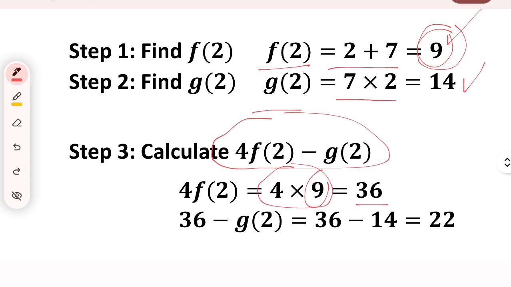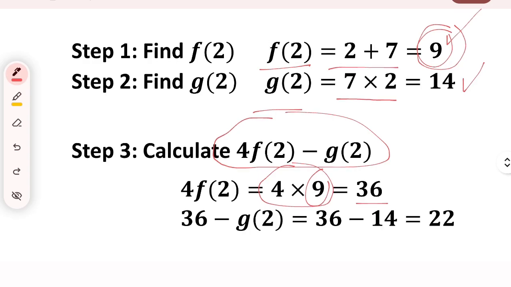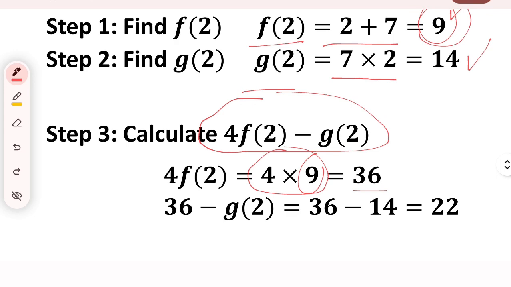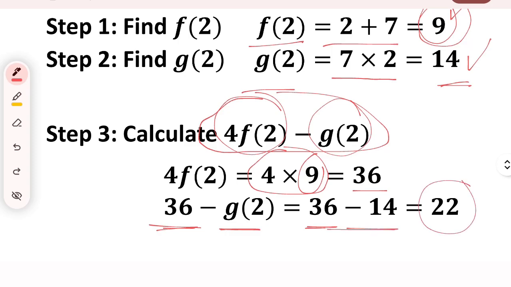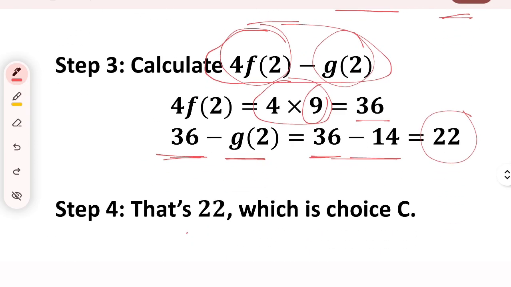So now we subtract g of 2. It would be 36, which is this, minus g of 2. g of 2 is 14. So 36 minus 14. The answer for this problem is 22. Therefore, it is choice letter C. It's easy, right?